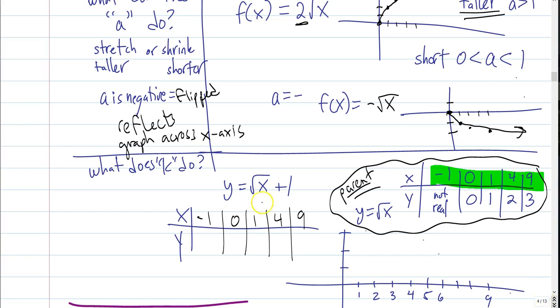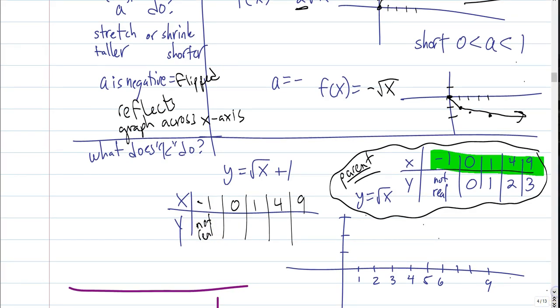Well, we could check. The square root of negative 1, this is still not real, so that didn't change. Okay? The square root of 0 is still 0, but now we don't just have 0, we have 0 plus 1, which is 1. The square root of 1 is still 1, but now it's 1 plus 1, or 2. The square root of 4 is 2, plus 1 is 3. The square root of 9 is 3 plus 1 is 4. All of the y values have been increased by 1. What does this k do at the end of the graph? It shifts the graph.